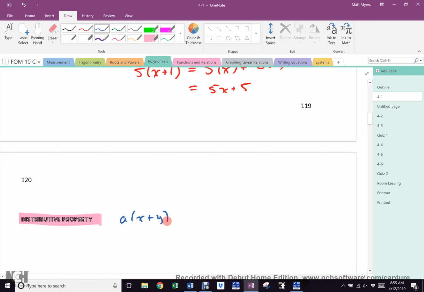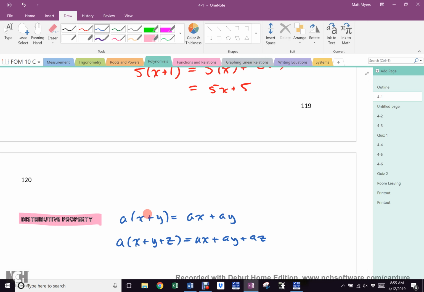a(x + y) equals ax plus ay. What if it was a(x + y + z)? What would it be? Ax plus ay plus az. What if it went on forever and ever and ever? What would you keep doing with that a? Multiplying it by every single term inside the brackets. That's it. For some reason, people have trouble with that.